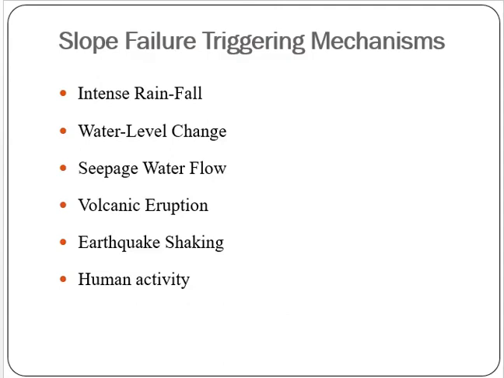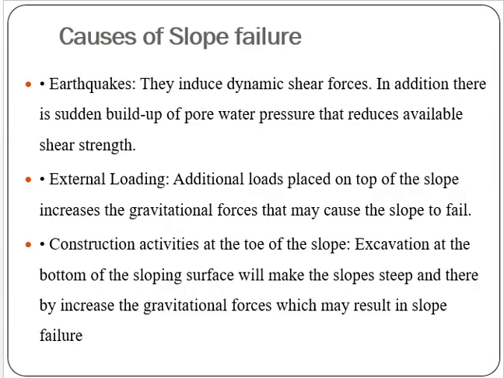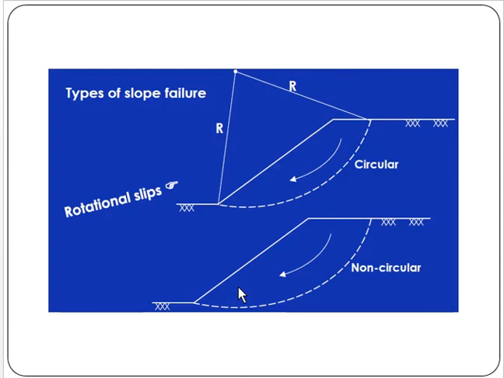Then the slope failure triggering mechanisms are intense rainfall, water level change, seepage water flow, volcanic eruption, earthquake shaking, human activity, etc. And the causes of slope failure are erosion, steady seepage, sudden drawdown, rainfall, earthquake, external loading, construction activities at the top of slope, etc. So these are general factors. I am not explaining this too much. You just read these portions on causes of slope failure.